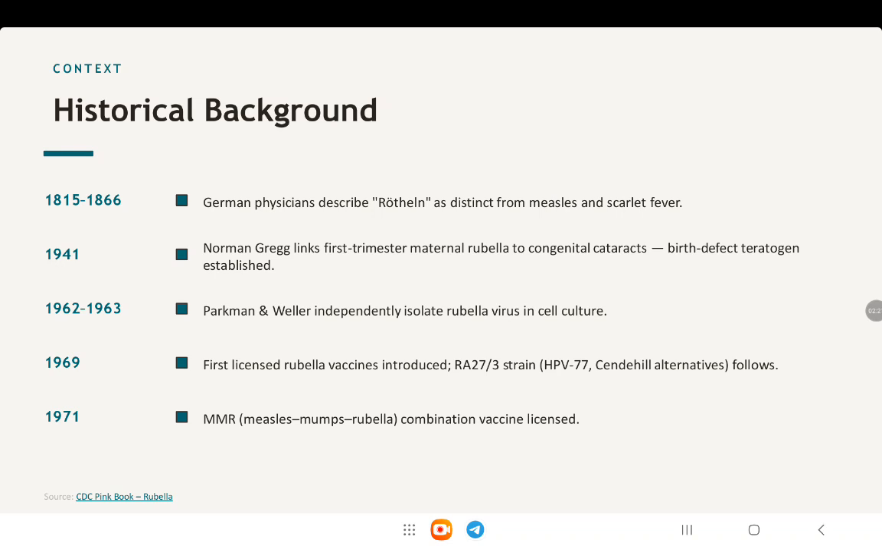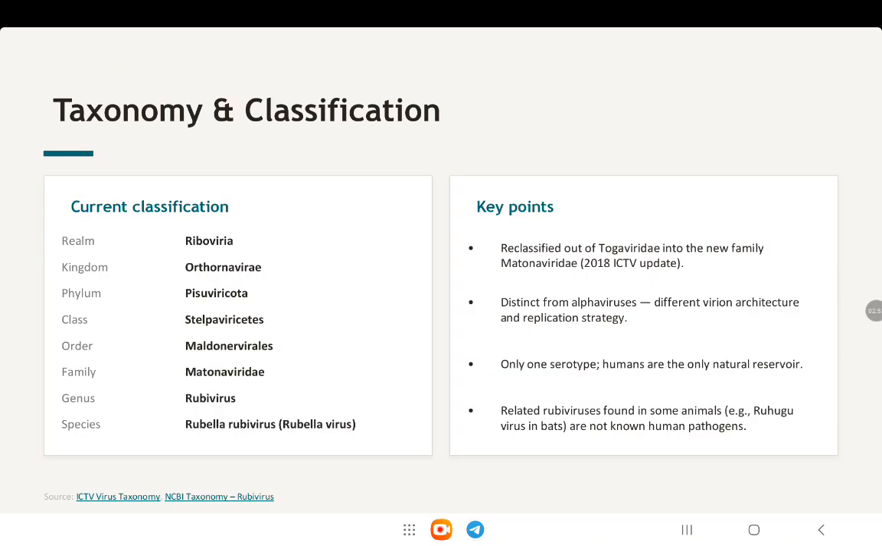The virus was successfully isolated in the early 1960s in cell culture. In 1969, the first rubella vaccine became available. Then in 1971, the combined MMR vaccine, which includes measles, mumps, and rubella, was introduced. Vaccination had a great role in reducing rubella cases and congenital rubella syndrome around the world after the vaccine was introduced in vaccination programs in different countries.